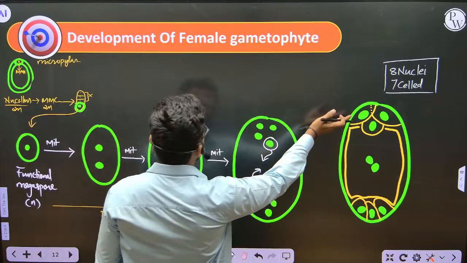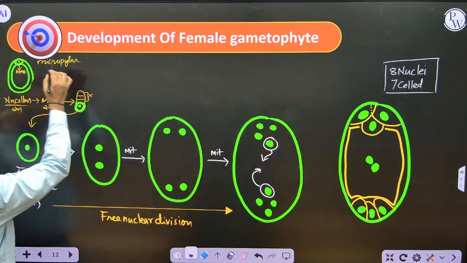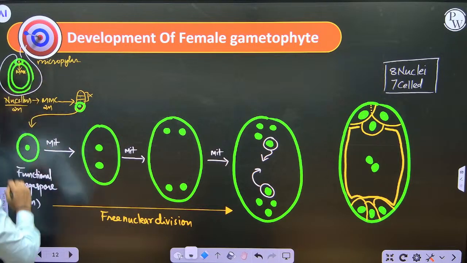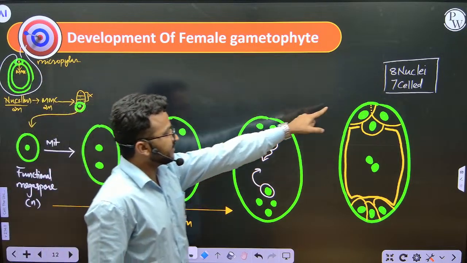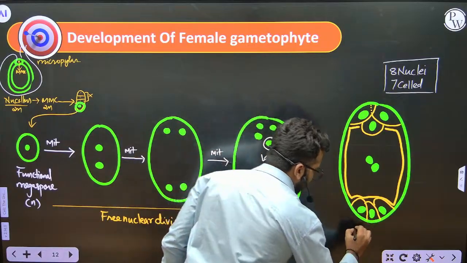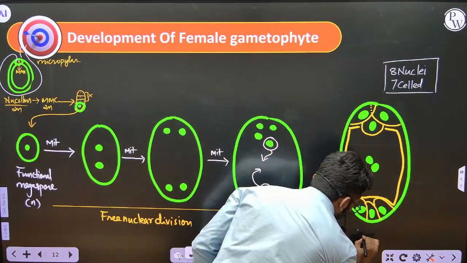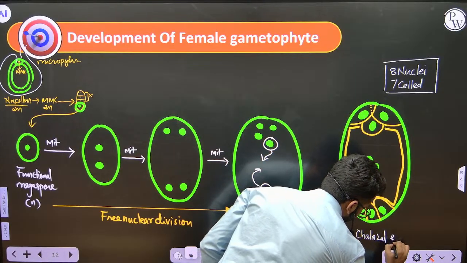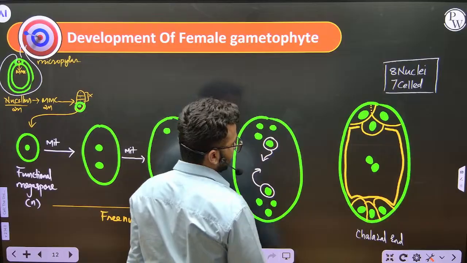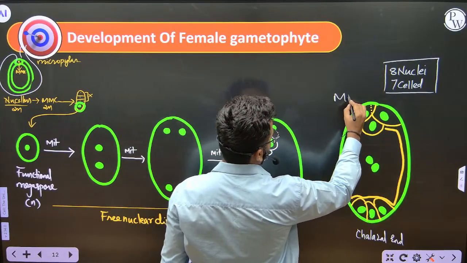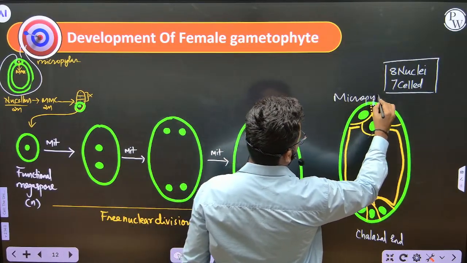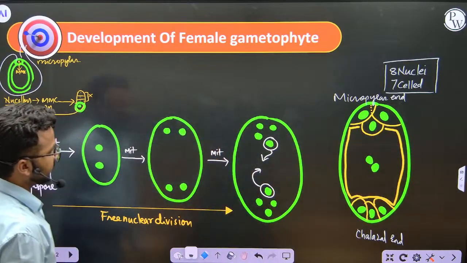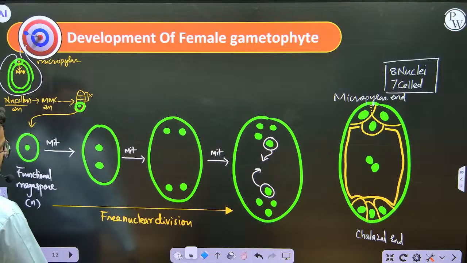And this end is there, no? As we discussed initially, in the ovule, this is the micropylar end here, and this is the chalazal end. So this is the micropylar end, and that is the chalazal end.